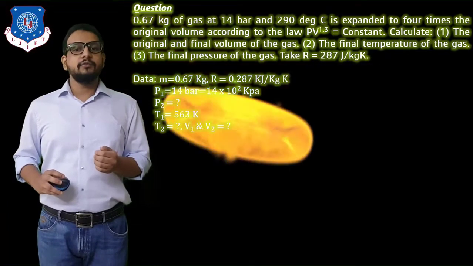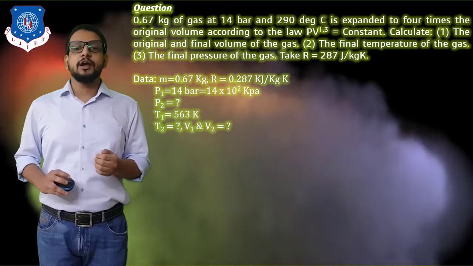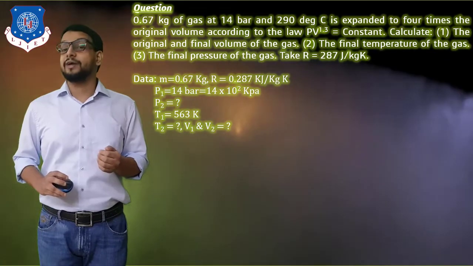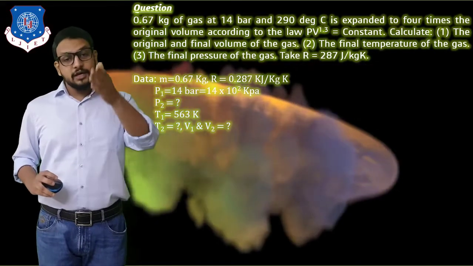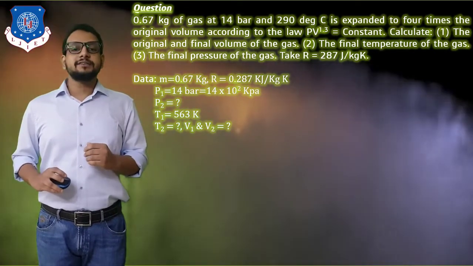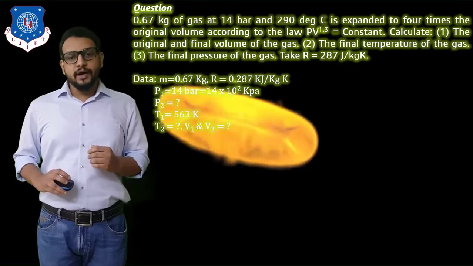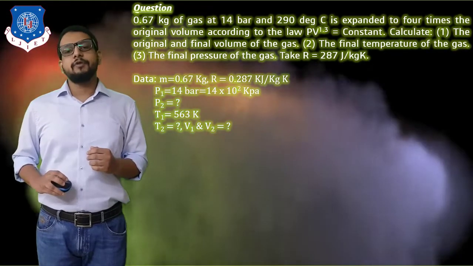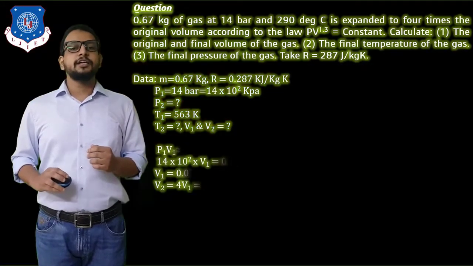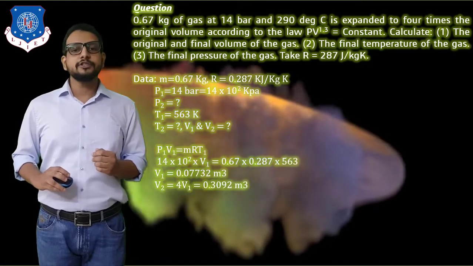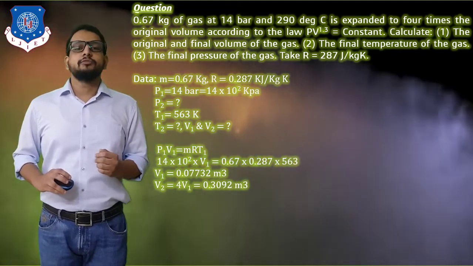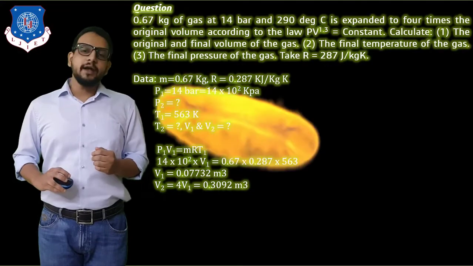Then I have written T1, that is initial temperature, converting it in Kelvin. So 290 plus 273, which will be equal to 563 Kelvin. And we need to find out T2, and V1 and V2. So let's proceed. First of all, we are going to determine volumes. Okay, so how we can determine that?